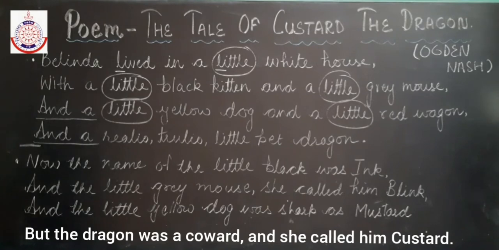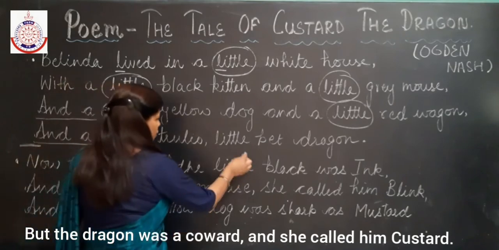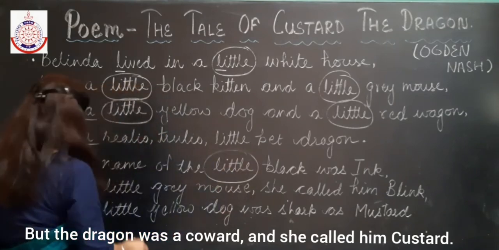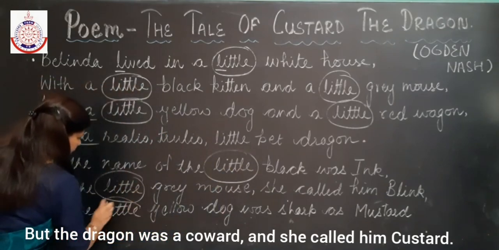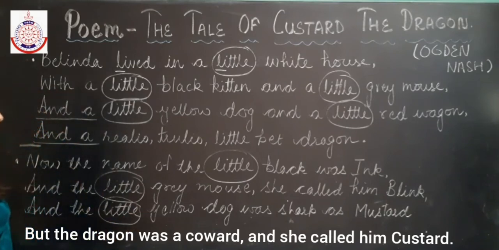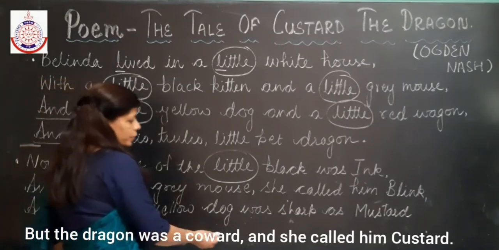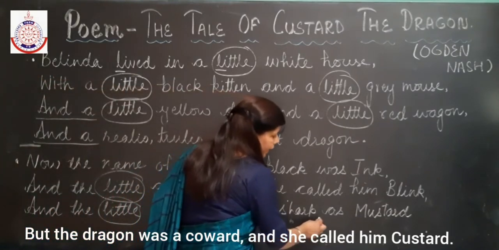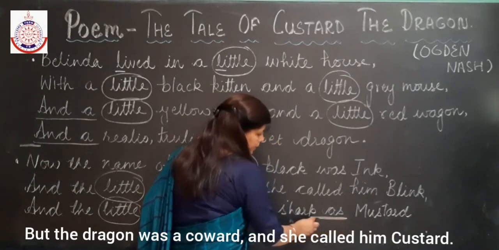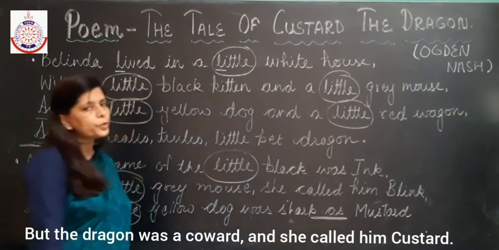One is repetition, again the word little has been repeated here. So repetition of this word little. And then simile has also been used here. See here, it is written, and the little yellow dog was sharp as mustard. Fine. So simile has been used.